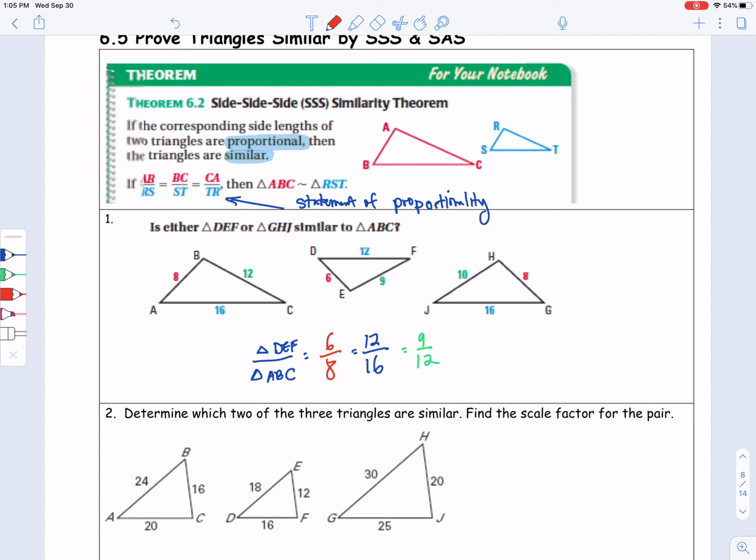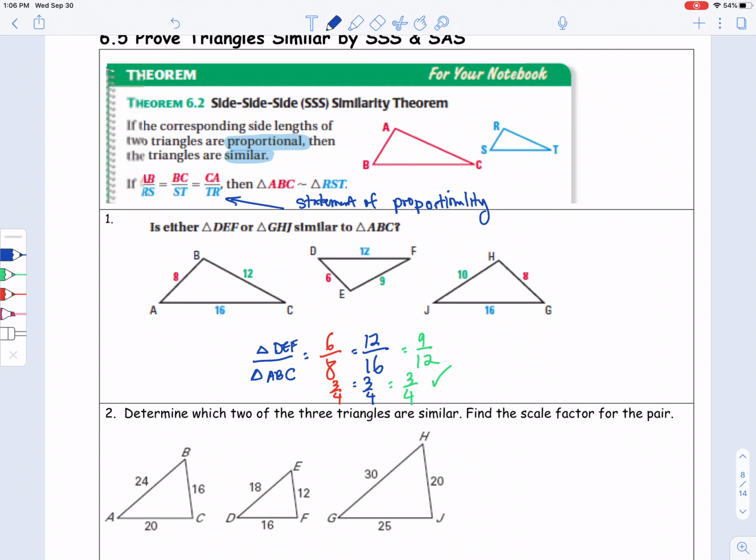6 over 8 can be simplified down to 3 over 4. 12 over 16 can be simplified down to 3 over 4. And 9 over 12 can also be simplified down to 3 over 4. So we can see that all three sides have the same proportion, meaning that triangle DEF is similar to triangle ABC.